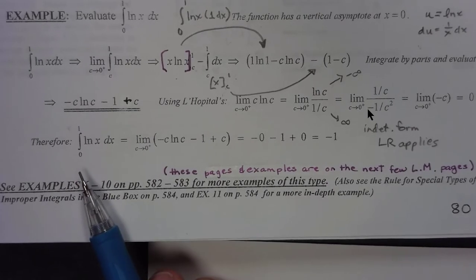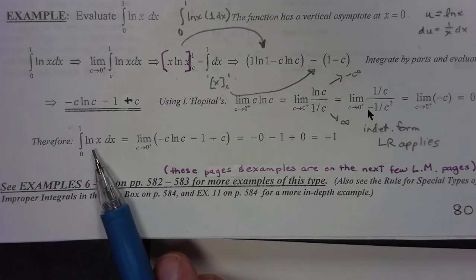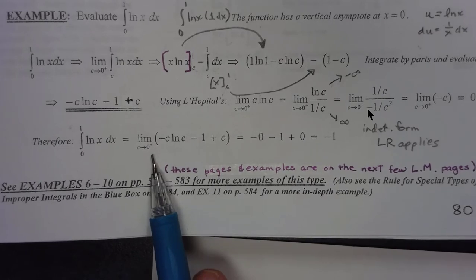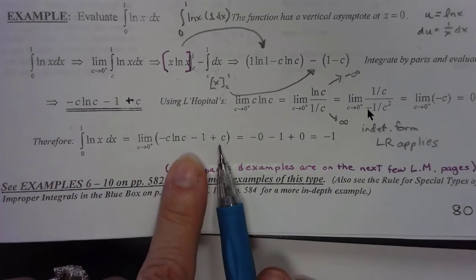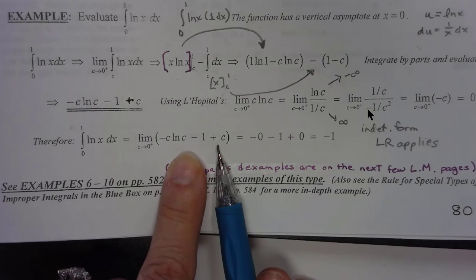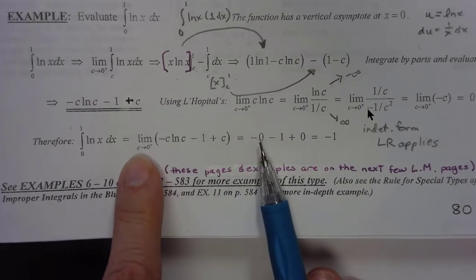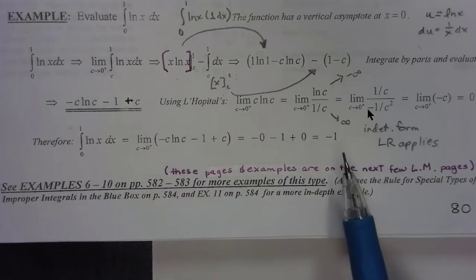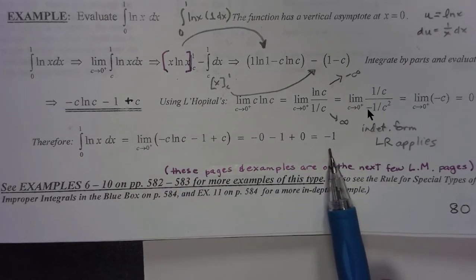Therefore, the integral from 0 to 1 of natural log of x dx is the limit as c goes to 0 from the right of this quantity, and evaluating that as c goes to 0 from the right gives me negative 0 minus 1 plus 0, which is negative 1.